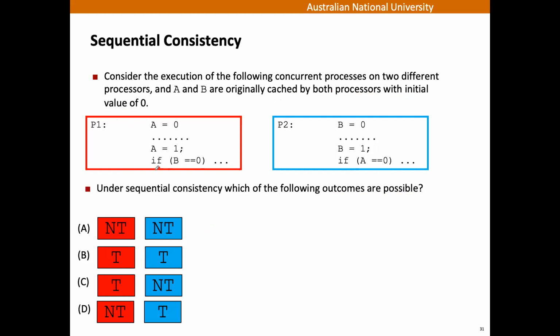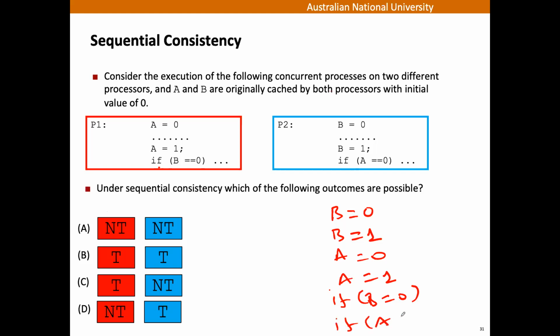So if this is not taken, it means what? That B is 1. And if this is not taken, it means A equals 1. So it's possible that we have a sequence of instructions where this happens, then this happens, then this happens, then this happens, then this happens. So this is a valid interleaving under sequential consistency. And this will lead to not taken, right?